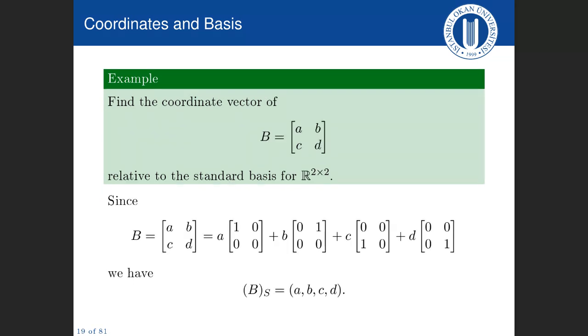Let's do another one. Find the coordinate vector of the matrix capital B equal to a, b, c, d relative to the standard basis for R2 by 2.